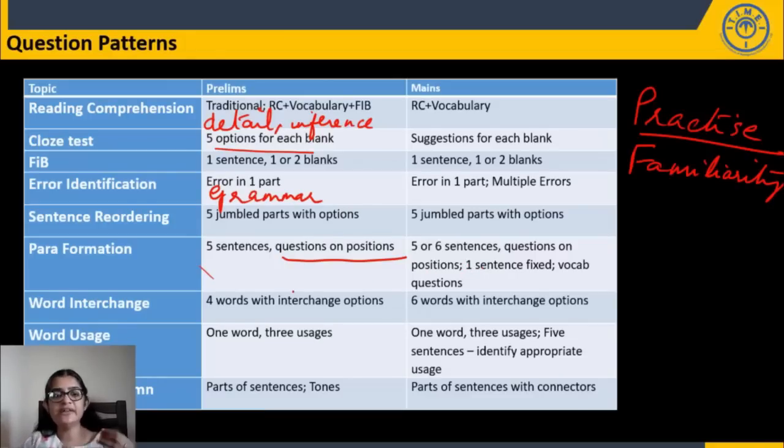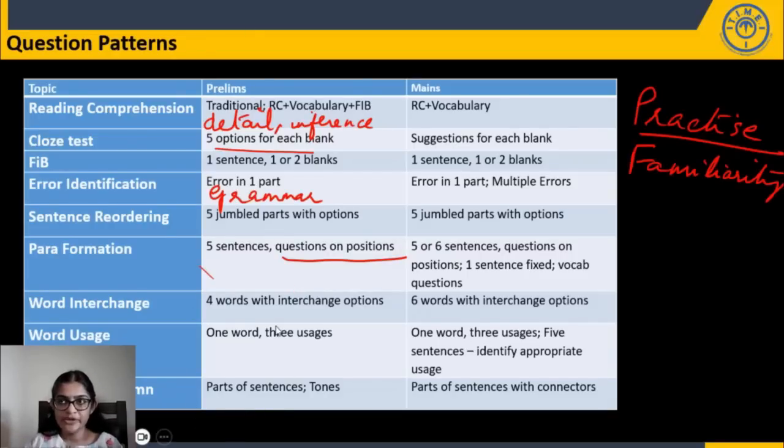Another pattern is where 5 or 6 sentences are given, but 1 sentence is fixed. Let us say sentence C is fixed. They give you 6 sentences and say sentence C is fixed. That means you know that C is the 3rd sentence. You only need to unscramble the remaining sentences. Another pattern is you have the same 6 sentences and, apart from unscrambling, you may be asked some vocabulary questions. Again, as I told you, vocabulary is vocabulary, whether it appears in para formation or in reading comprehension, that really should not matter.